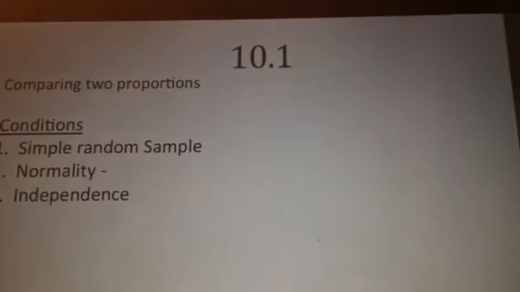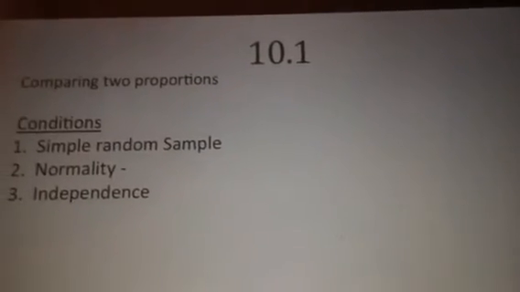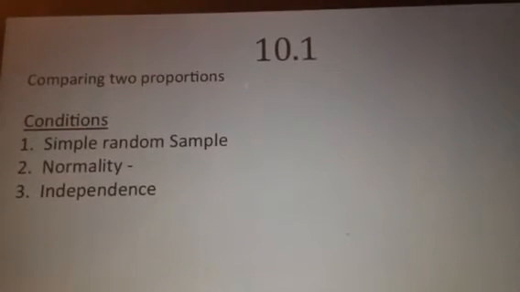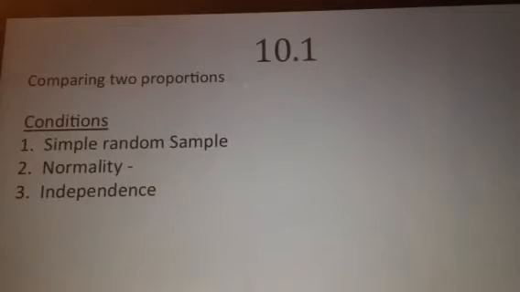So for 10.1, we're comparing two proportions. The conditions for that are simple random sample, normality, and independence. For simple random sample, it'll say that in the problem. For normality, it's about if successes and failures are greater than 5 for significance tests and greater than 10 for confidence intervals. And independence, like most problems with conditions, is that it has to be less than 1/10 of the population.